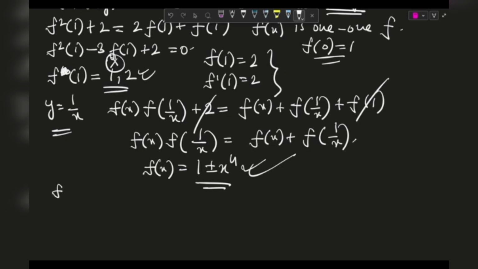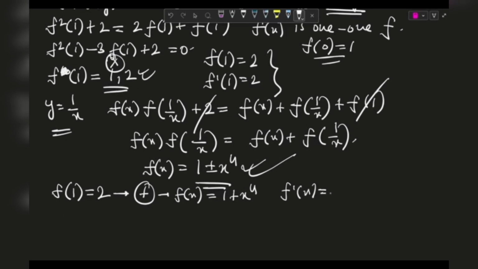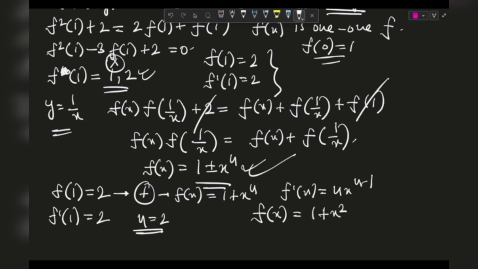And now we have two conditions. f of 1 is 2, which is pretty obvious. Okay, f of 1 is 2 will give us that it will not be minus, it will be only plus. This will give us that f of x will be some 1 plus x power n, right? Otherwise the value can't be 2, it will become 0. And finally, if we differentiate, f dash x will come out to be n x power n minus 1. And we also have f dash 1 as 2. So if we put x equal to 1, we will get n as 2. So our final f of x has come out to be 1 plus x square.